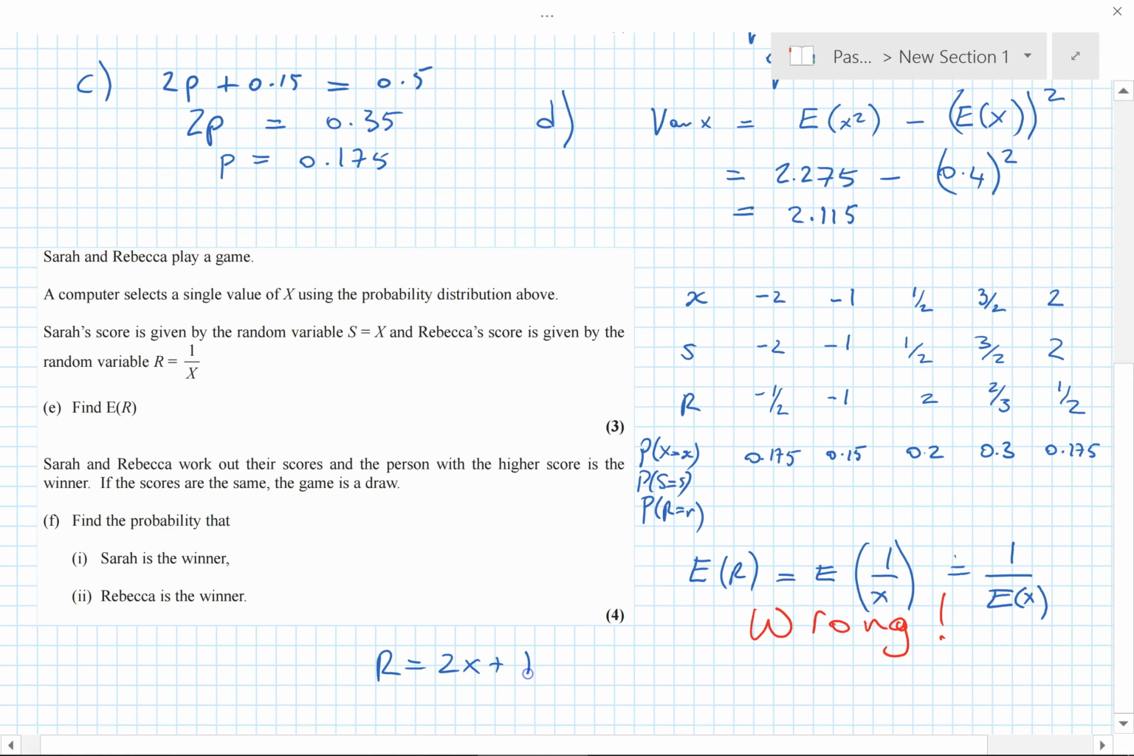2x plus 1, well, we do know things about the linear functions of a random variable, that it comes out like this. So that's okay, because it's a linear function. But we can't do that with any old function.